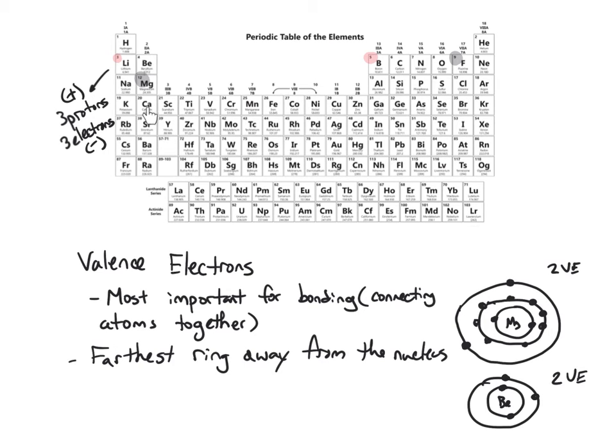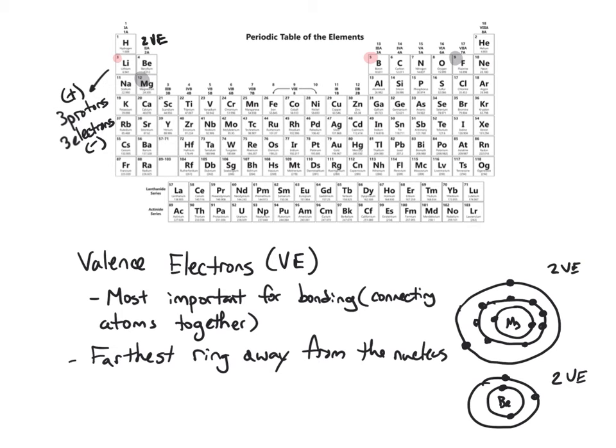Now, calcium would have 3 rings, and it would have 2 valence electrons in its last ring. Strontium would have 4 rings, but only 2 in its last ring. Barium would have 5 rings, and radium 6. You see, as you go down the column, you add a ring, but you always keep the same number of electrons in the outermost energy level. So over the top of this column, I'm going to write 2VE for 2 valence electrons, because all of these elements have 2 valence electrons.